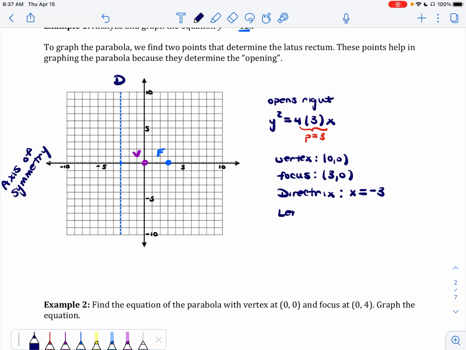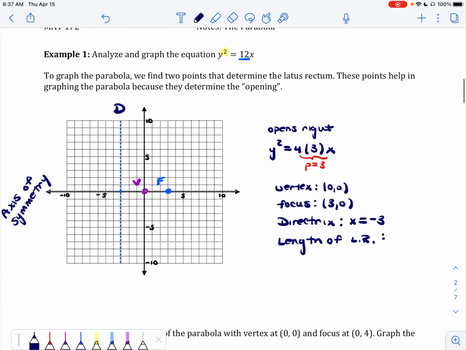So first we need to know the length of the latus rectum, which is always going to be equal to 4p. So basically, whatever number you started with in your equation before you separated it out as the 4 times p, so in this case, the 12, is the entire length of the latus rectum. Now that tells us the total distance across the parabola at the focus.